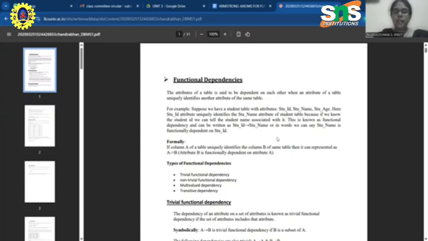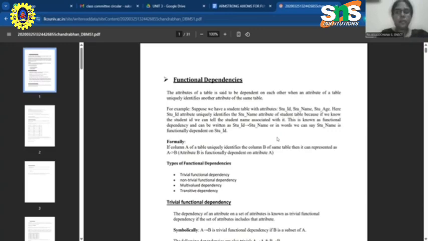Here, student ID is an attribute that is used to uniquely identify the name of the student. Because if we know the roll number or the student ID, we can tell the name corresponding to that particular ID. So this is known as functional dependency. So we can represent this functional dependency as student ID determines student name. In other words, we can say student name is functionally dependent on student ID.